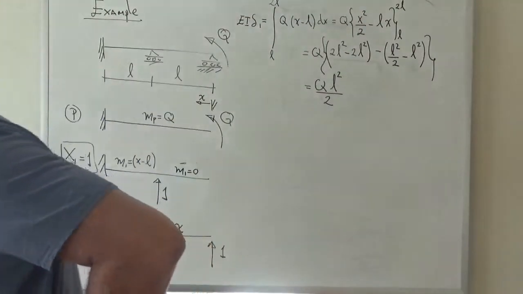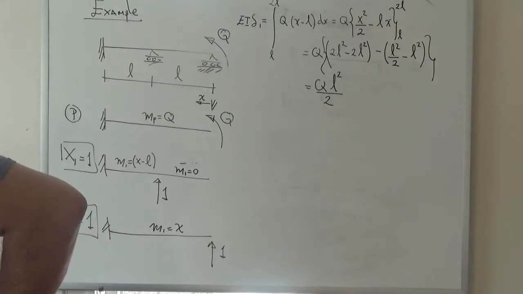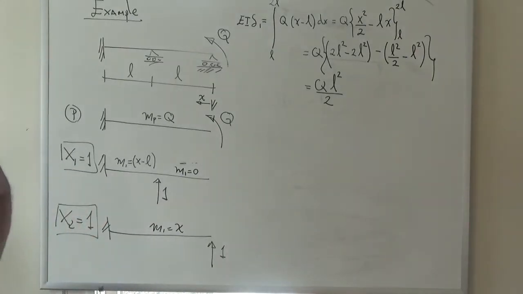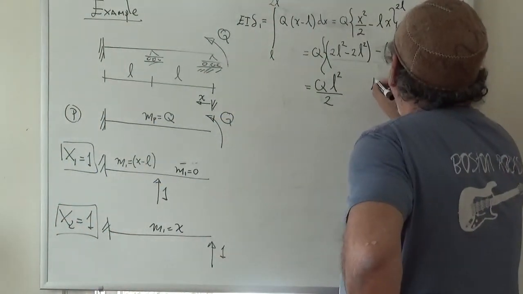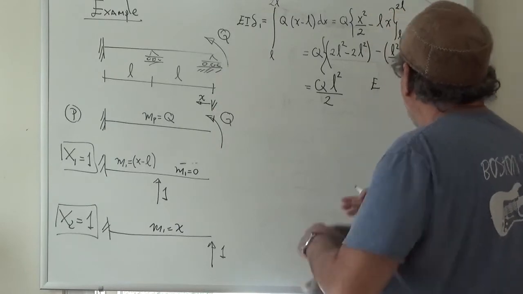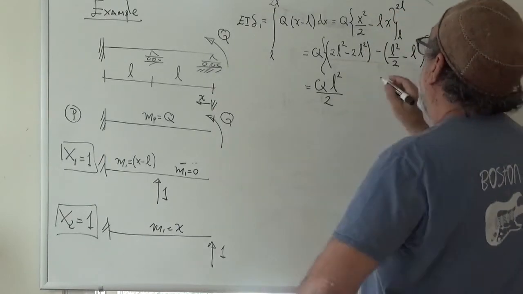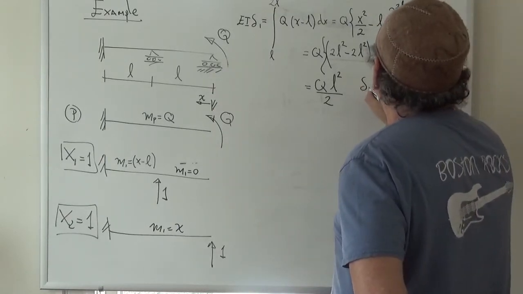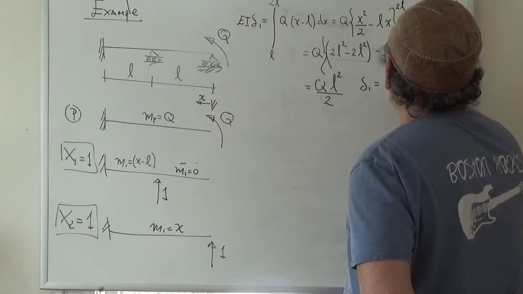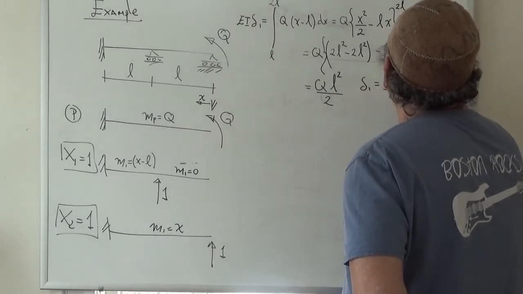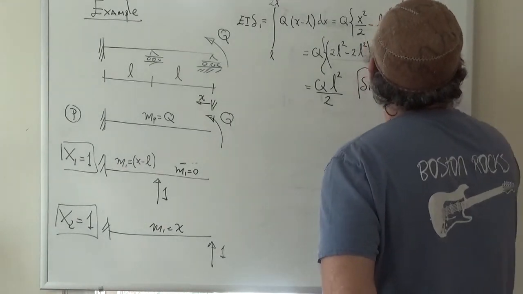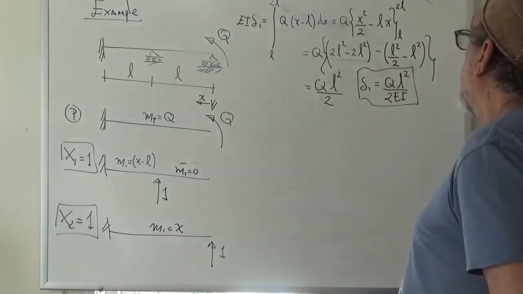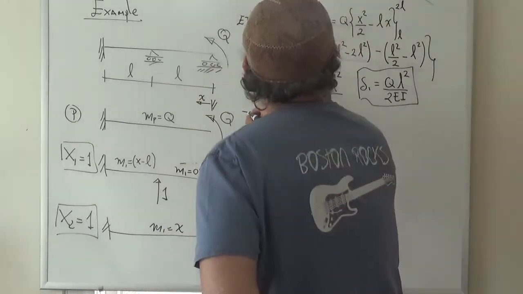Let me see, because I think I calculated it. Yes, that's correct. So we have then that EI, no, why do I want to put EI? We have then that delta 1 is equal to Q L squared over 2 EI. Put it in a little box, and we go on to the next one.